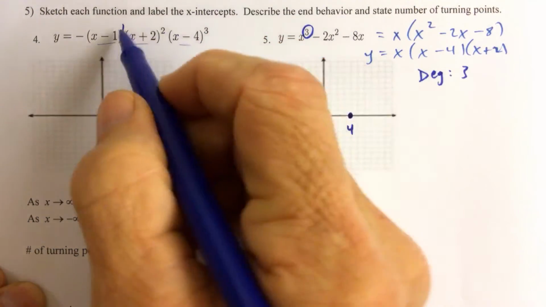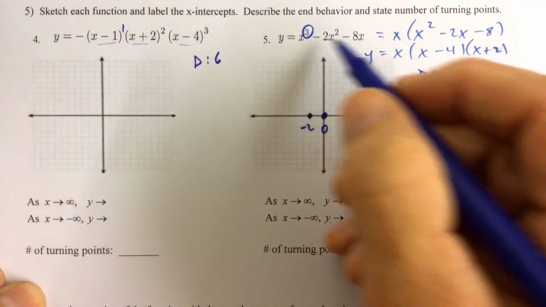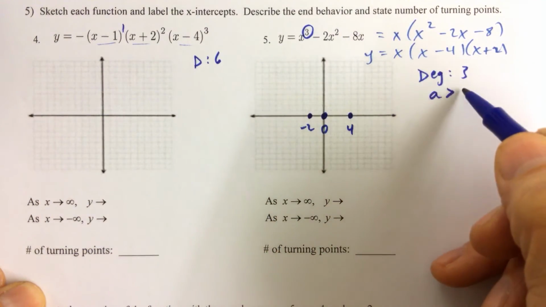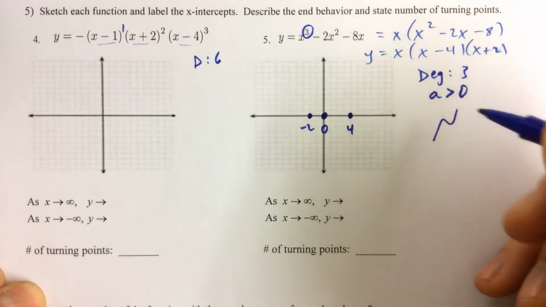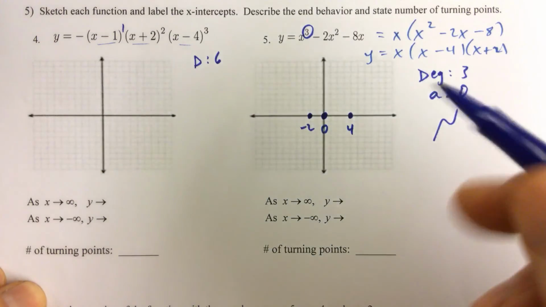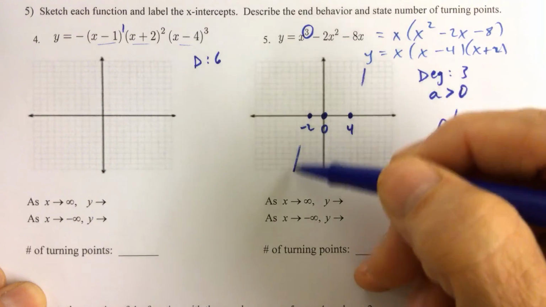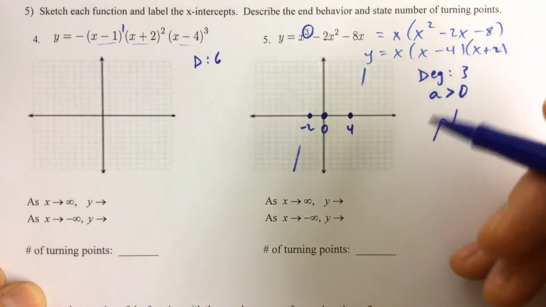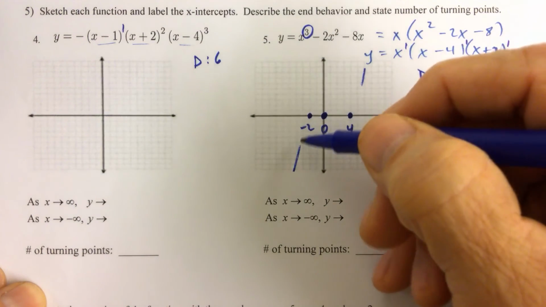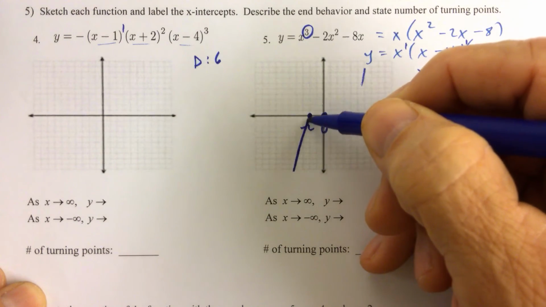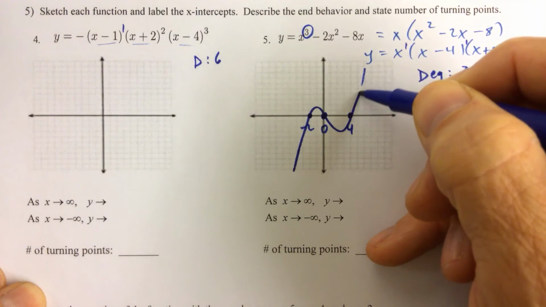Over here, the degree is 6. And the a value, since a is equal to 1, a is positive. And since a is positive and the degree is 3, we know that the graph goes up from left to right. And so we know we're going to connect that with that. So that line with that line through these 3 x-intercepts, and we just look at the multiplicities of the factors, and the multiplicities are all 1. So we're going to cross through the x-axis at negative 2, 0, and 4.